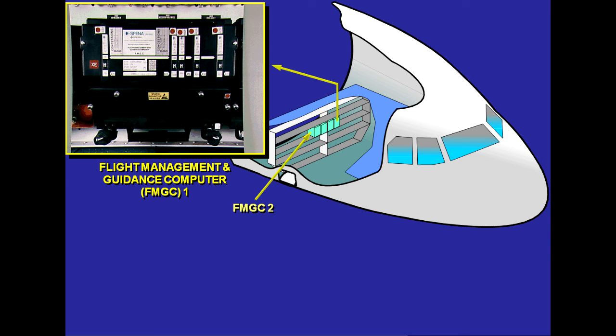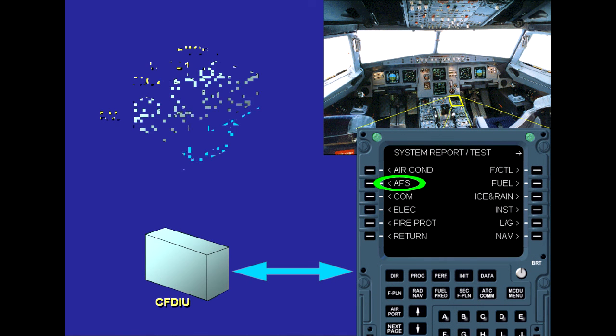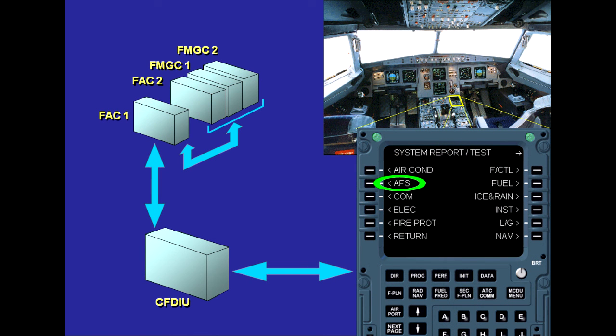The AFS computers are located in the aft avionics rack. Using the MCDU, you can have access to the CFDS fault messages of the AFS. The byte of each AFS computer can be interrogated via the FAC1, and AFS test and land test can be launched from the MCDUs.